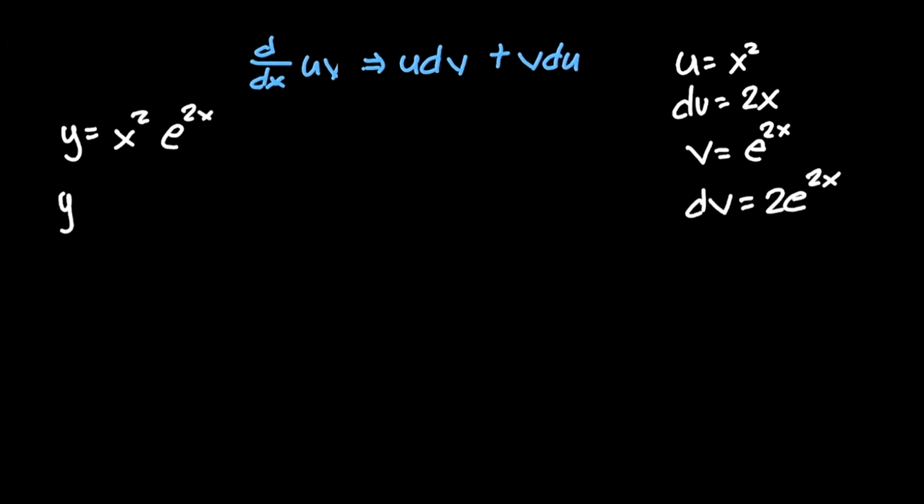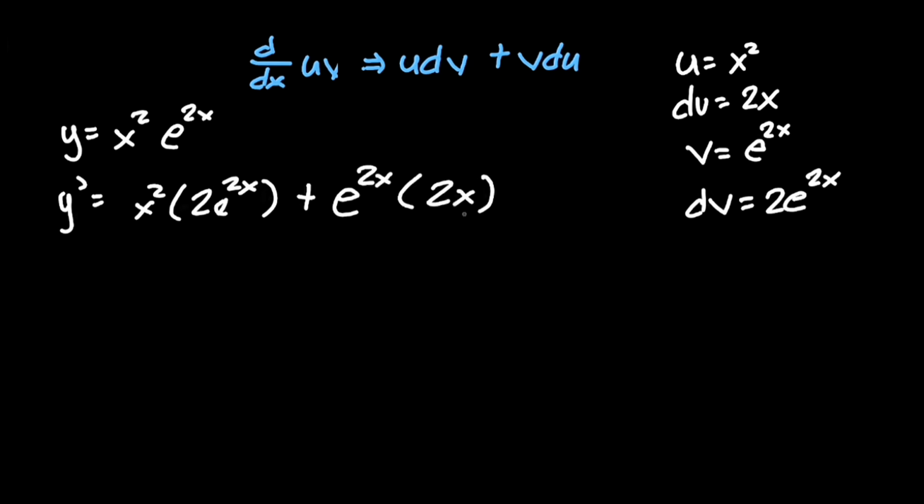Y prime now here would be x squared multiplied by 2e raised to the power of 2x plus e raised to the power of 2x multiplied by 2x. Final answer would be x squared multiplied by 2e raised to the power of 2x, so put 2 here, e raised to the power of 2x plus 2x e raised to the power of 2x.